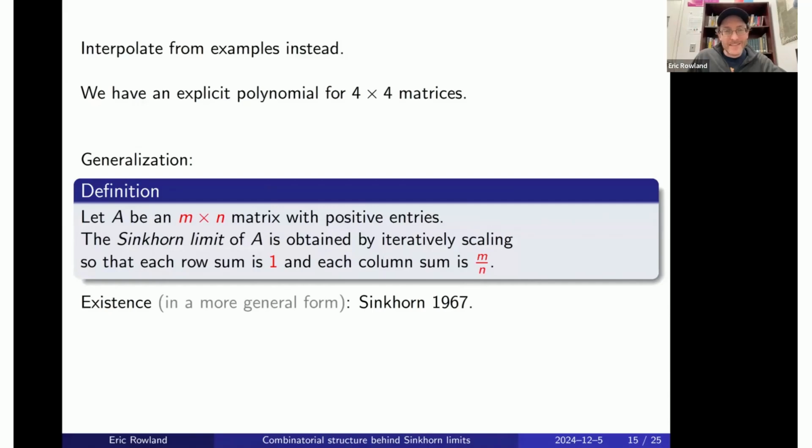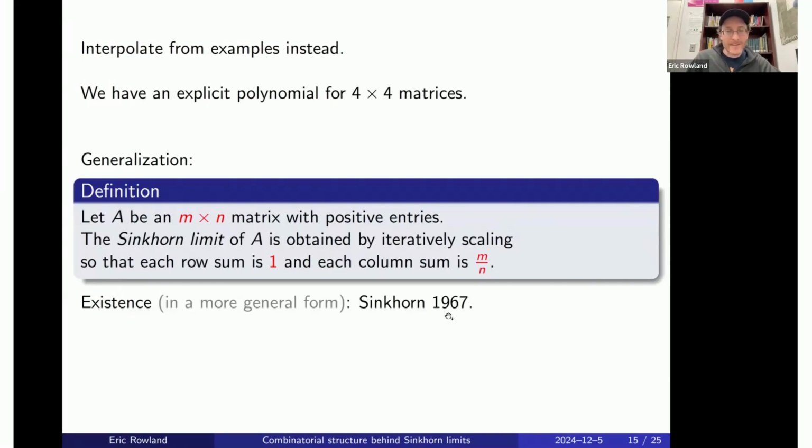But for 5 by 5 matrices, this started to be a problem. So to get more data, what we ended up doing was generalizing to non-square matrices, which have also been looked at in the literature. So this is nothing new. Our particular definition that we used for an m by n matrix is that we scale the rows and columns until we get a fixed point. We want the row sums to be 1, and we require that the column sums are m over n. And so now this breaks the symmetry where the rows are being treated a little differently than the columns, but when m equals n, it specializes to the standard Sinkhorn limit for a square matrix.